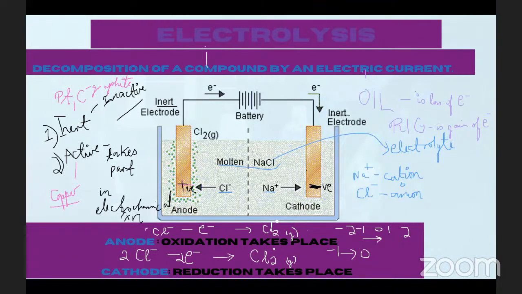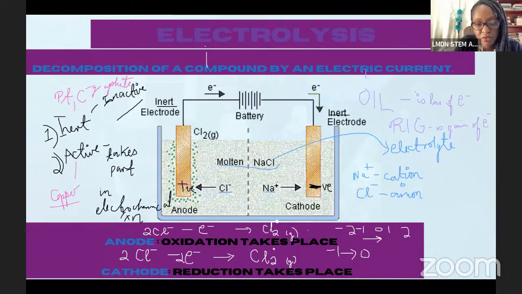But this isn't balanced, so let me balance it. 2 Cl minus, because there are 2 chlorine atoms over here, and then 2 e minus here, because the charges have to balance, right? So that's how that's balanced.